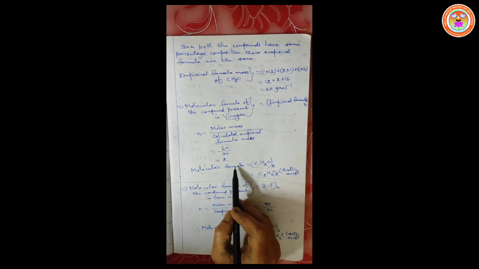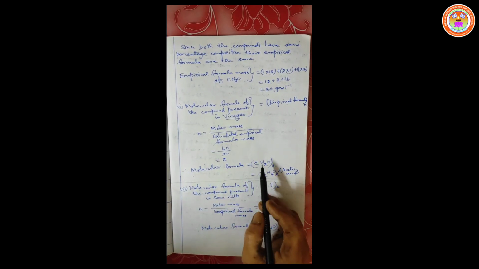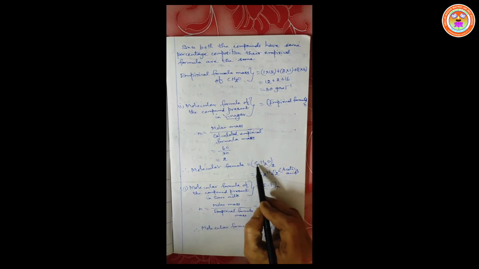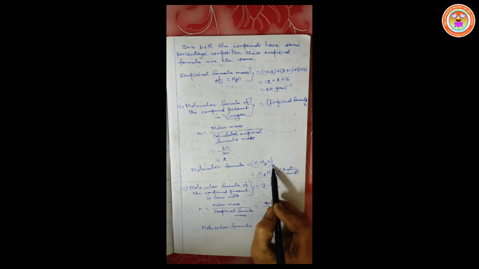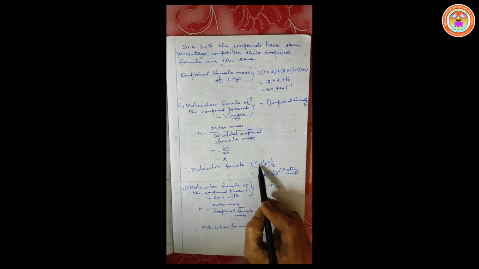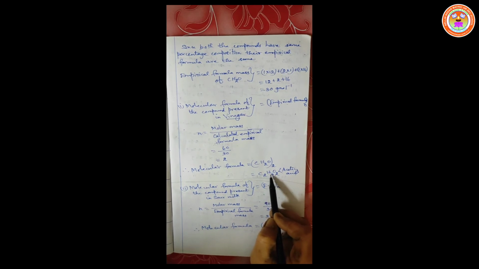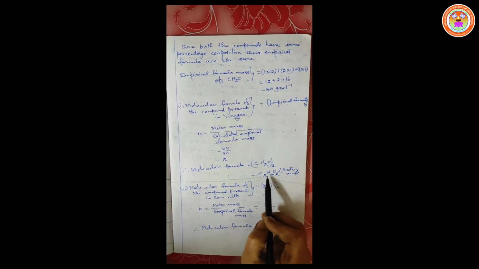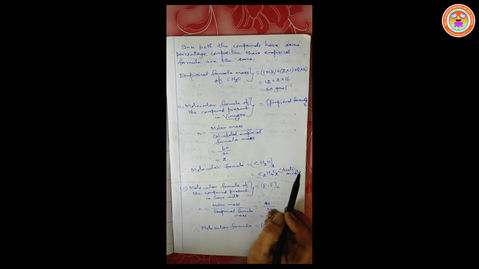Therefore the molecular formula of the compound present in vinegar is empirical formula into N value. Empirical formula is CH2O into 2. So C into 2, 2, then 2 twos are 4, so H4, then 1 into 2, 2. Therefore the molecular formula is C2H4O2. What is the name of the compound present in vinegar? Acetic acid. C2H4O2 is the molecular formula of acetic acid.